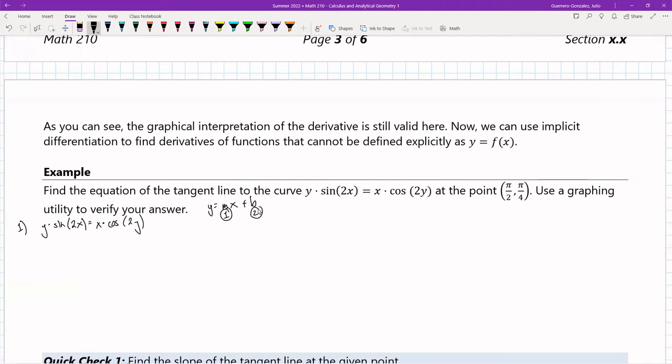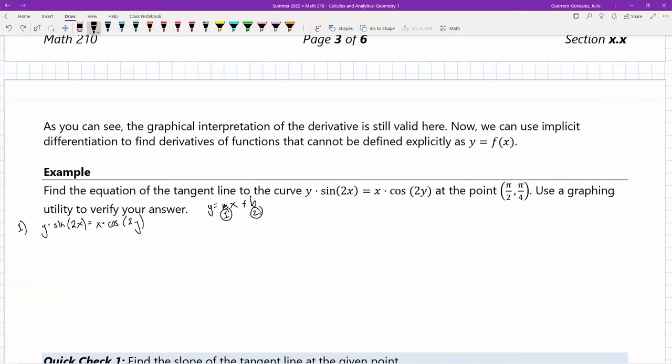Okay, so notice what we have here. Both sides of the equal sign are products. So that means we need the product rule for both sides. Okay, so let's go ahead and do the left-hand side first. So the derivative of this, right? If you guys remember, the derivative of a product is the derivative of the first times the second plus the first times the derivative of the second. Okay, that's the order. So let's go at it.